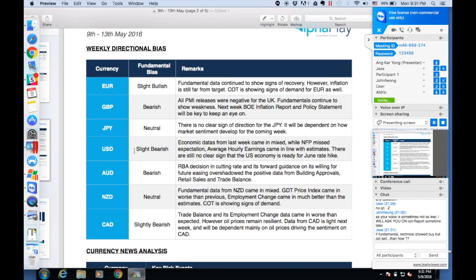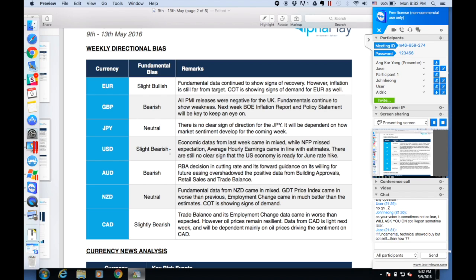Okay, to answer Jess' question first: if fundamental and technical show buy, but COT shows sell, then how do you deal with it? For us, there are two approaches you can take. First, if fundamental and technical show you buy, and sentiment shows you sell, that means these three are not aligned. You can decide not to enter. That means you do not want to enter that particular pair.